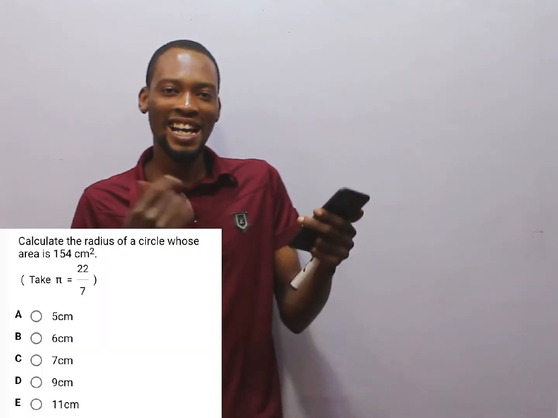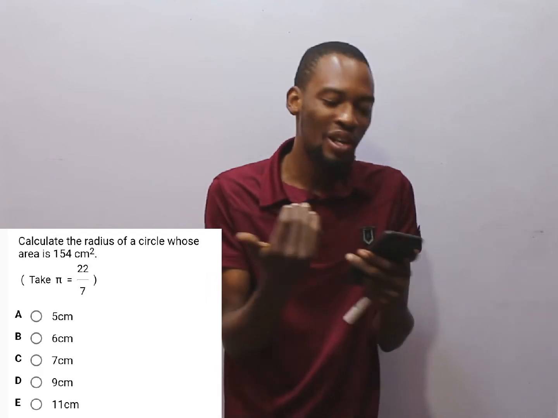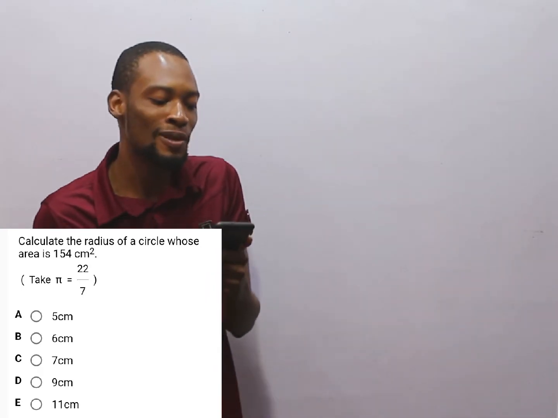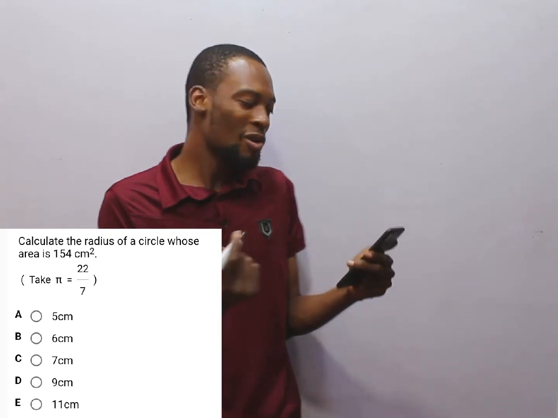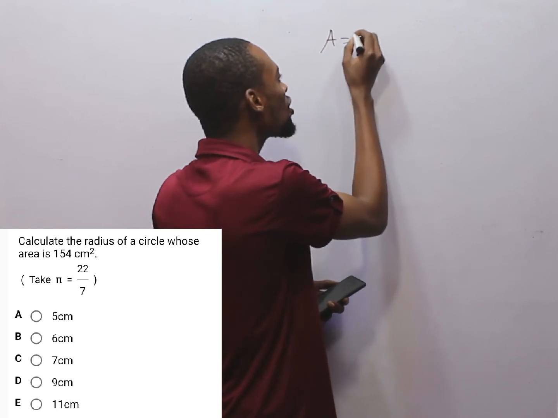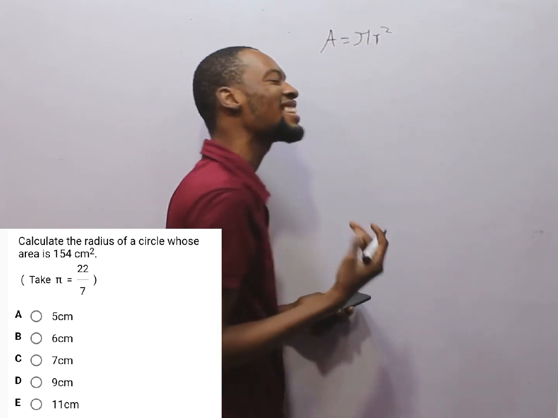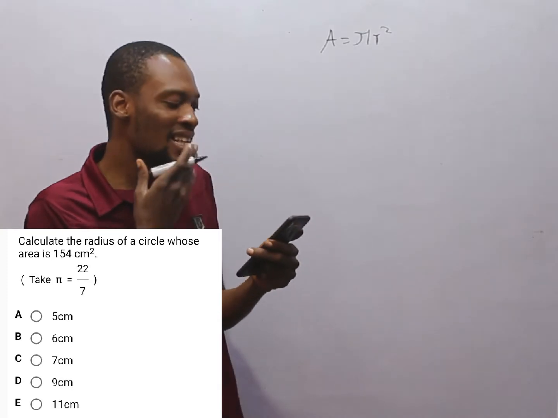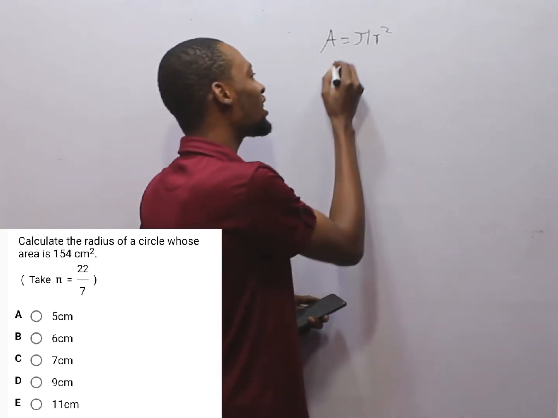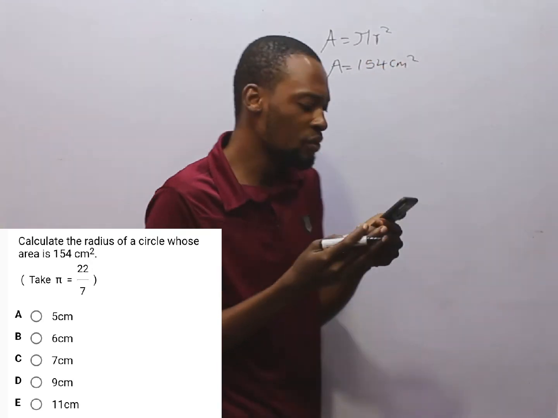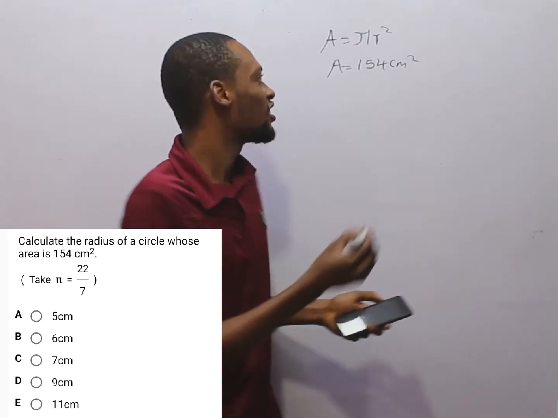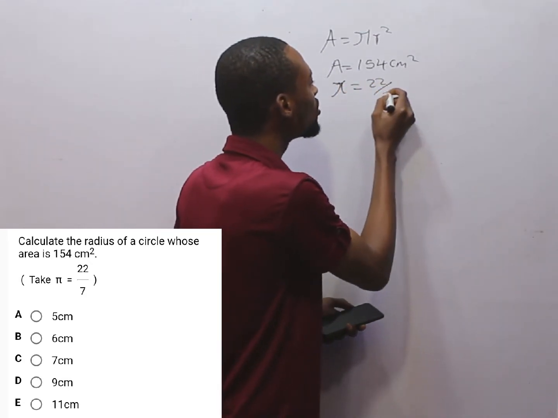Calculate the radius of a circle whose area is 154 cm squared. Circle. When you are dealing with a circle, the area of a circle is equal to pi r squared. That is the area of a circle. In this case, we are given the area A to be 154 centimeters squared. And we are given what? Pi. Pi is constant to be 22/7.